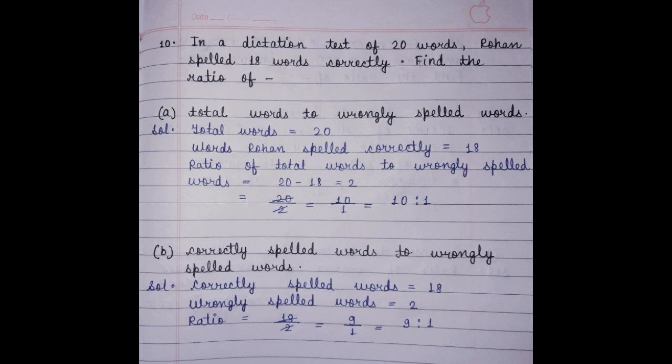(b) Correctly spelled words to wrongly spelled words. Correctly spelled words is equal to 18 and wrongly spelled words is equal to 2. So the ratio is 18 by 2. Simplest form is 9 by 1. So the ratio is equal to 9 is to 1. Let's see our 11th question.